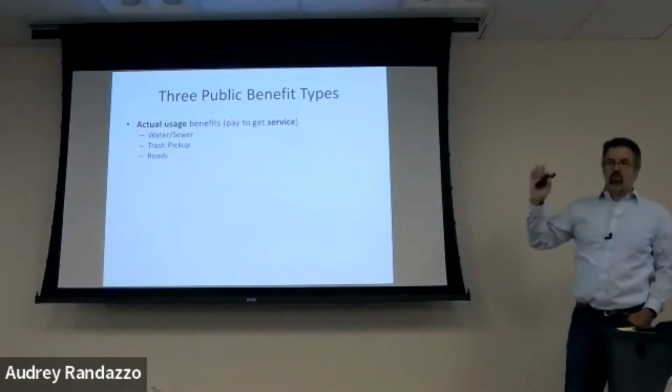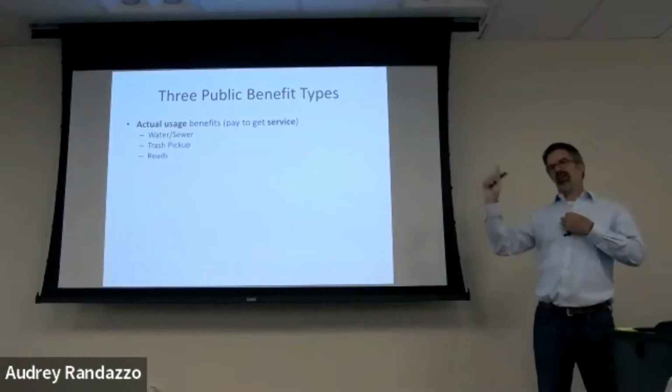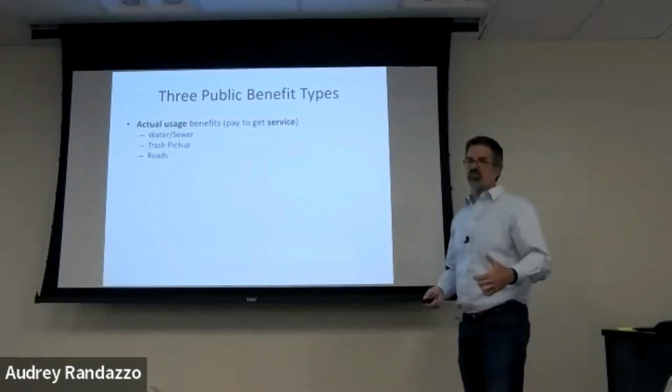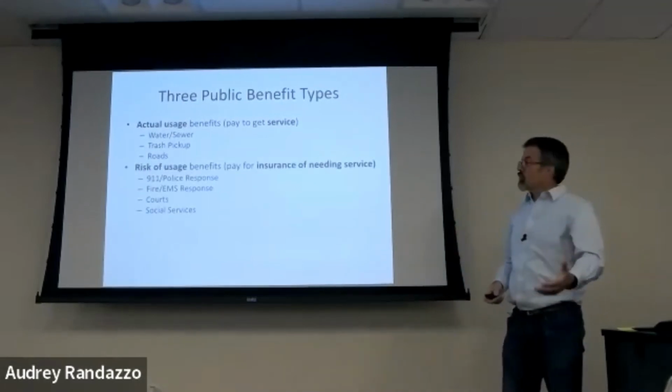And just to go one last step into the weeds, wait a minute, but I don't get this, but I pay for this. Well, there's three types. There's actual usage: water, sewer, trash, roads. There's risk of usage: 911, courts, social services, safety net, right?